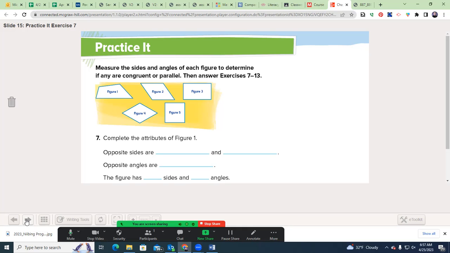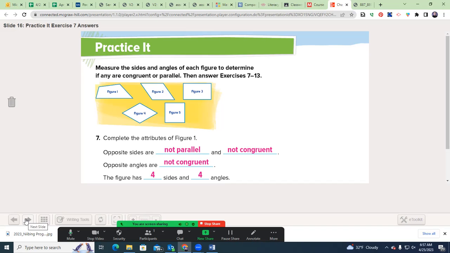And then we'll do 7 to 13 here. So go ahead, pause the video to do number 7 and unpause it when you're ready. Let me pause it now. Welcome back. So looking at figure 1, that's right here. The opposite sides are not parallel and they're not the same length, so they're not congruent. These opposite angles are very clearly not congruent. And it has 4 sides and 4 angles.